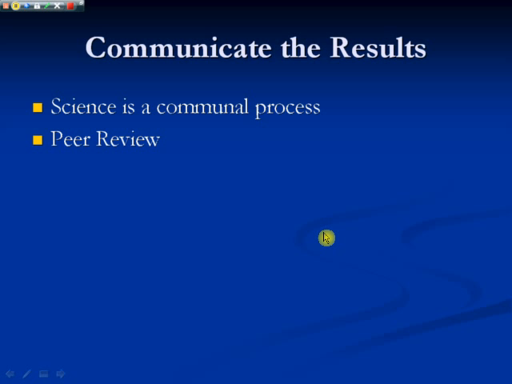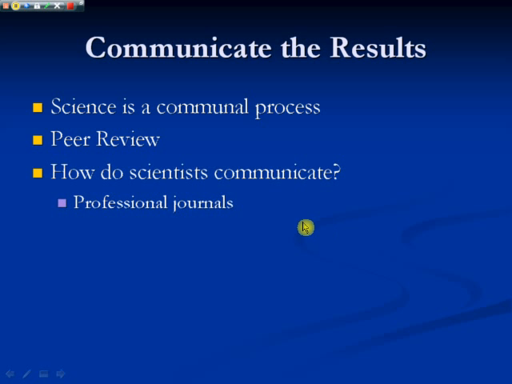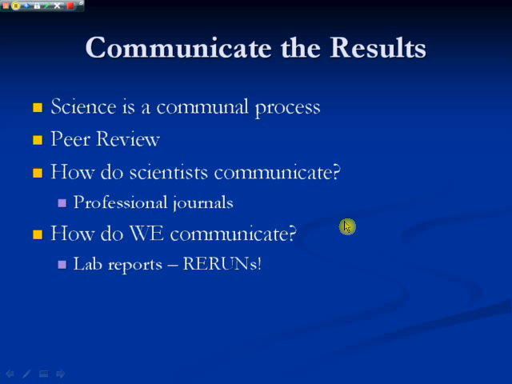And there's a process called peer review. So other scientists need to basically sign off on the work that I've done or the work that others do and say, yes, it is valid, it is good science. And scientists communicate using professional journals. We, however, are going to communicate using lab reports. And a simplified lab report is called a rerun.